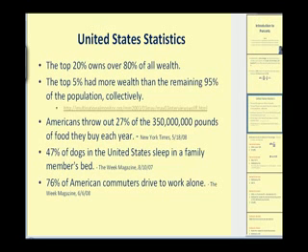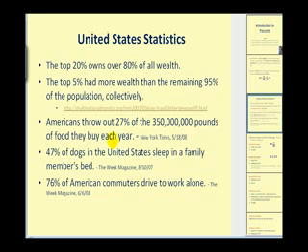Let's start off by taking a look at some interesting statistics that involve percents. First, the top 20% of the population in the United States owns over 80% of all of the wealth. Next, the top 5% had more wealth than the remaining 95% of the population collectively. And I obtained these two statistics from this website.